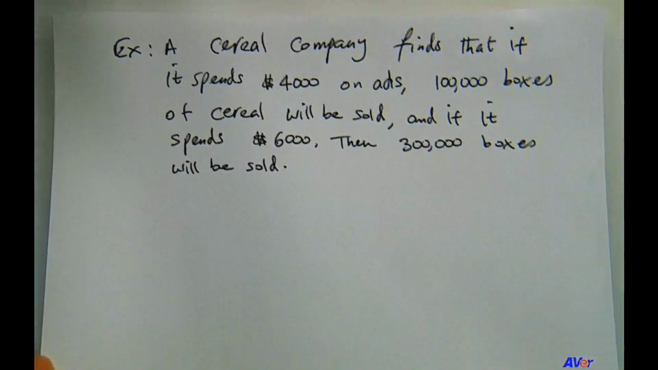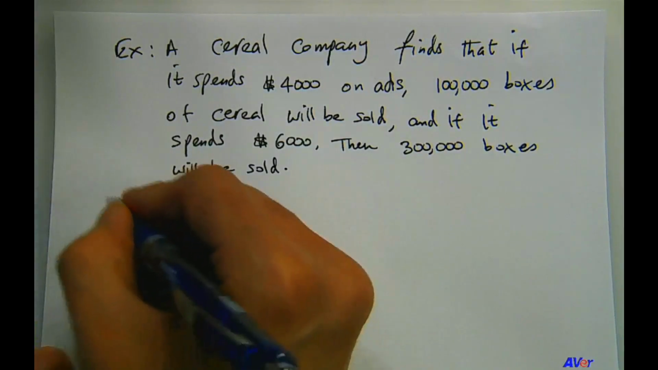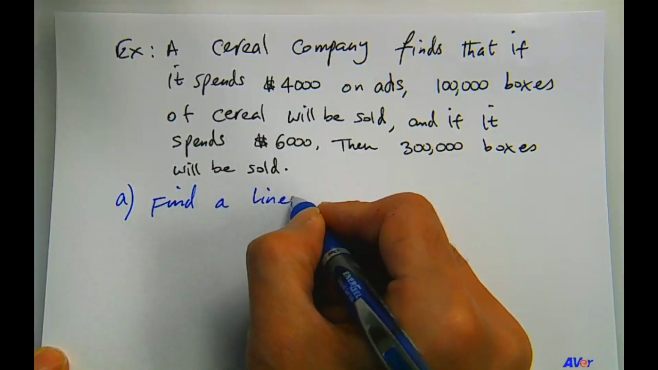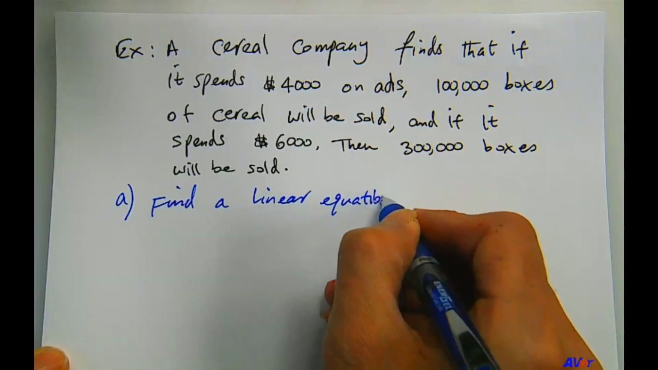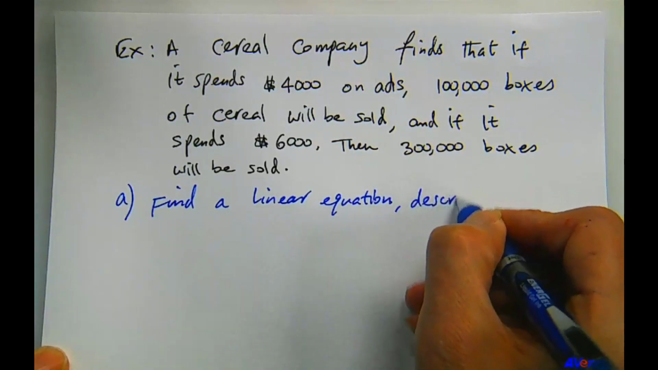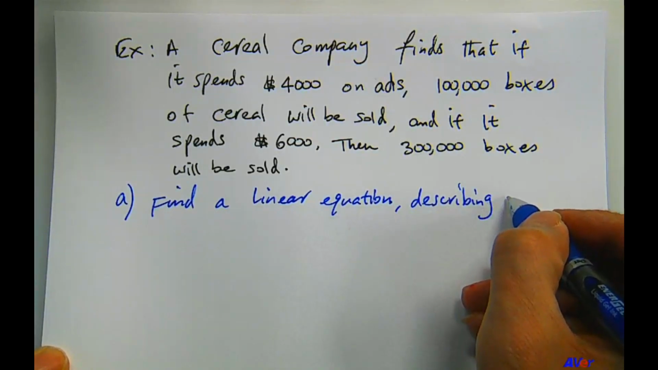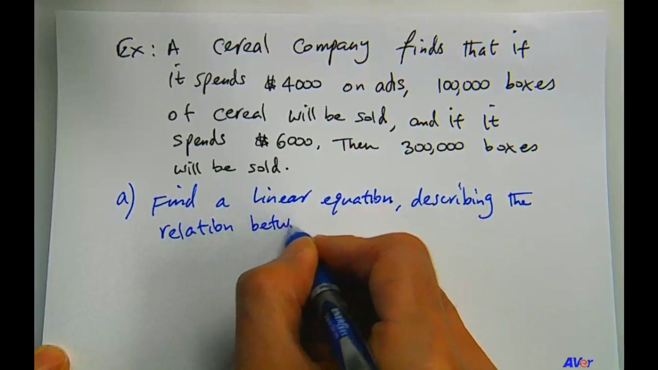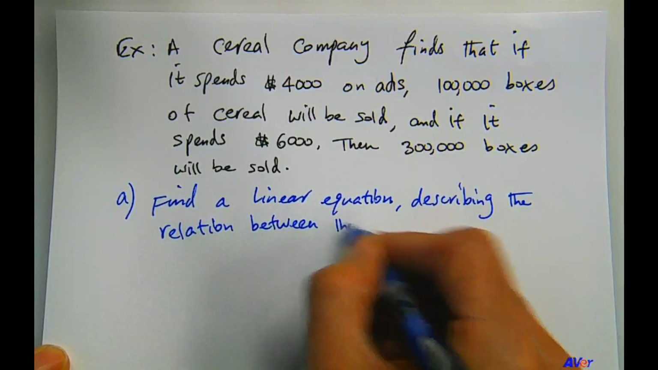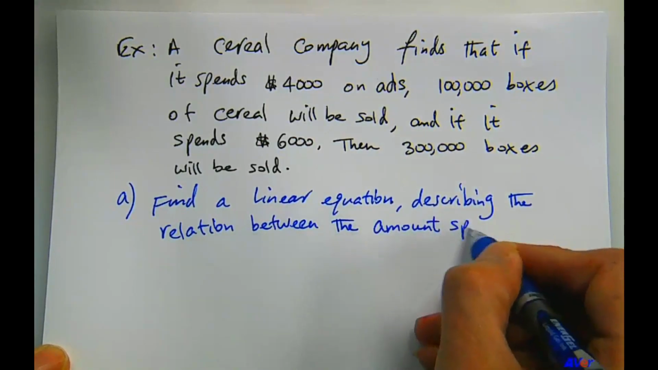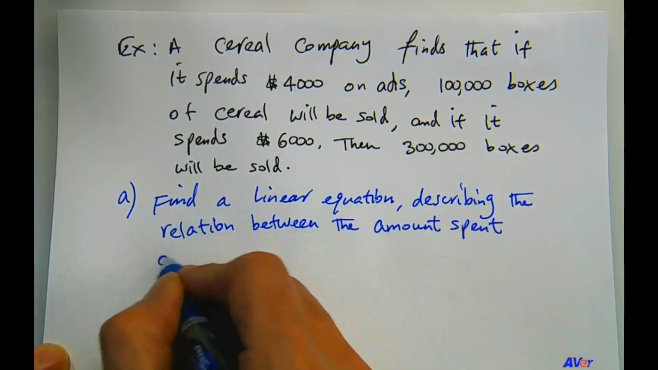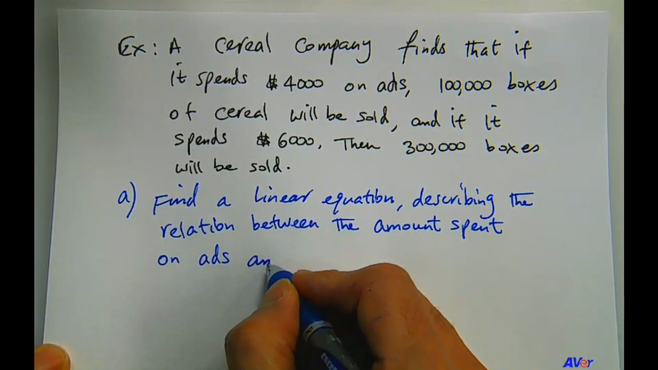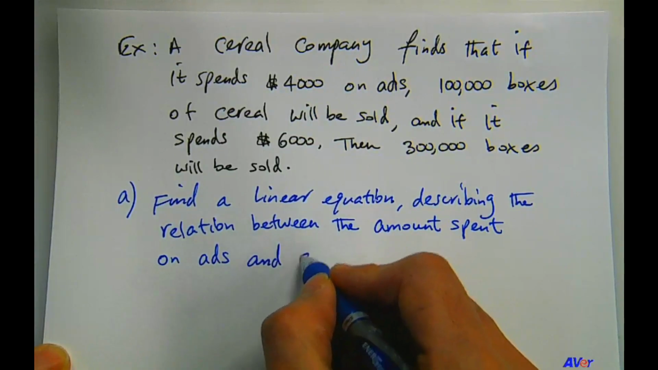Okay, given this information, then here's part A. We are asked to find a linear equation describing the relationship between spending on ads or advertisements and sales.